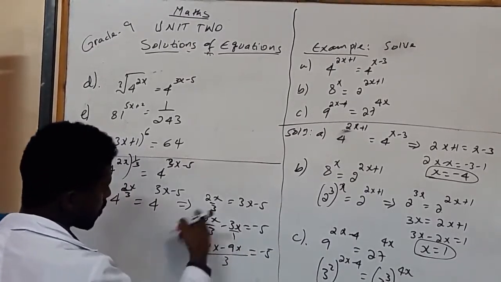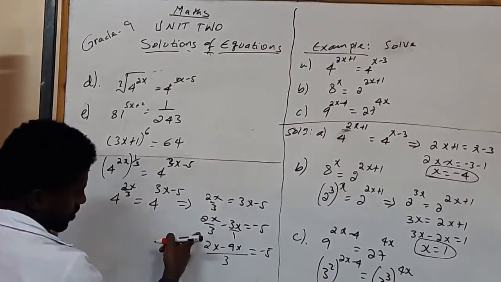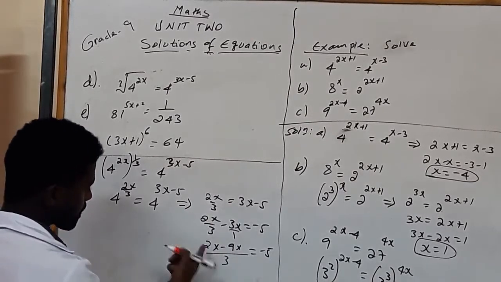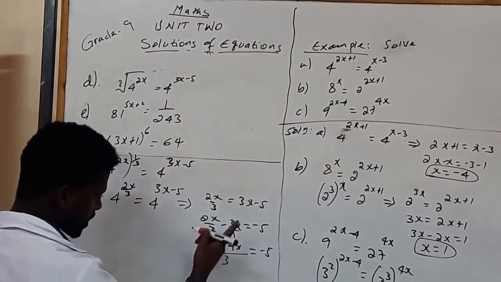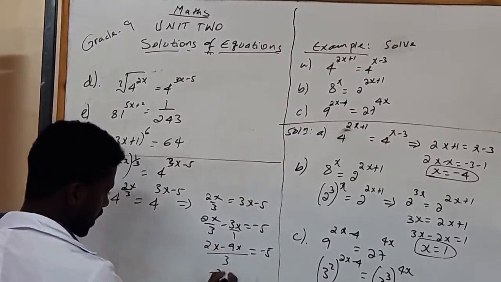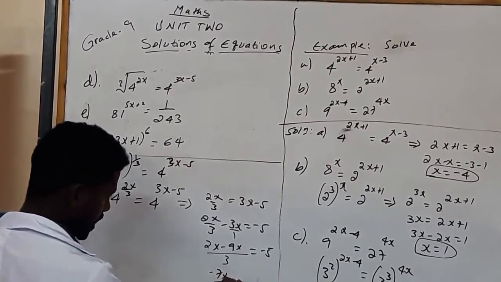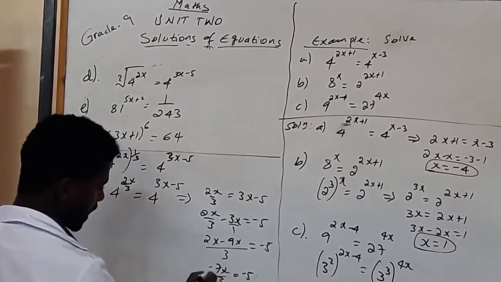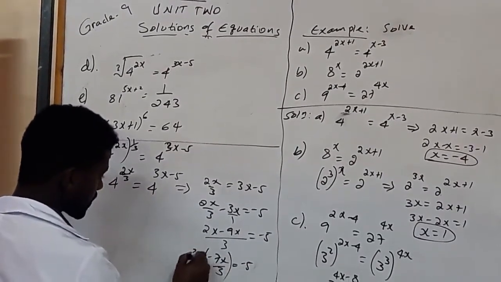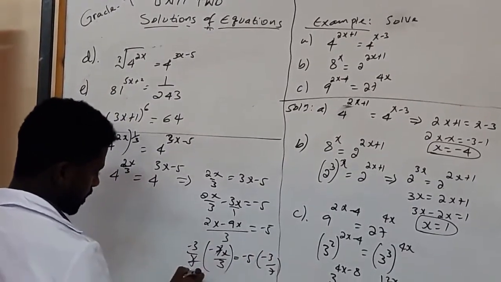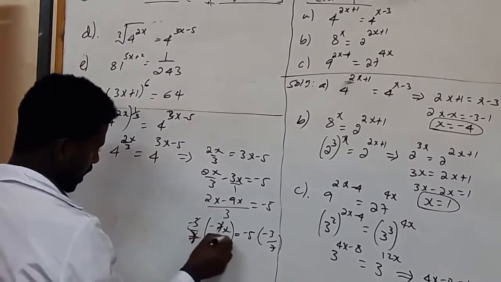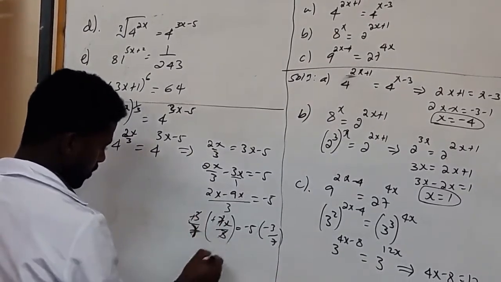Or you can multiply all the equations by 3, from grade 8 lessons. So 2x minus 9x is equal to negative 5 over 3. 2x minus 9x is negative 7x, right? Negative 7x over 3 is equal to negative 5. Now multiply both sides by negative 3 over 7. So 7 will cancel by 7, and 3 is cancelled by 3. So we are left with x.